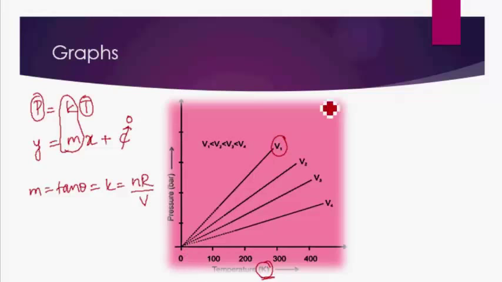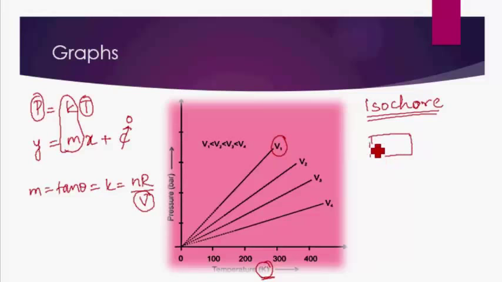So from here it is quite clear that this is an isochoric process where volume is maintained. Such graphs where volume is constant are called isochores. So the process is called isochoric and the graph is called isochore. And since tan theta is equal to nR by V, I can say that the slope of my line is inversely proportional to volume.